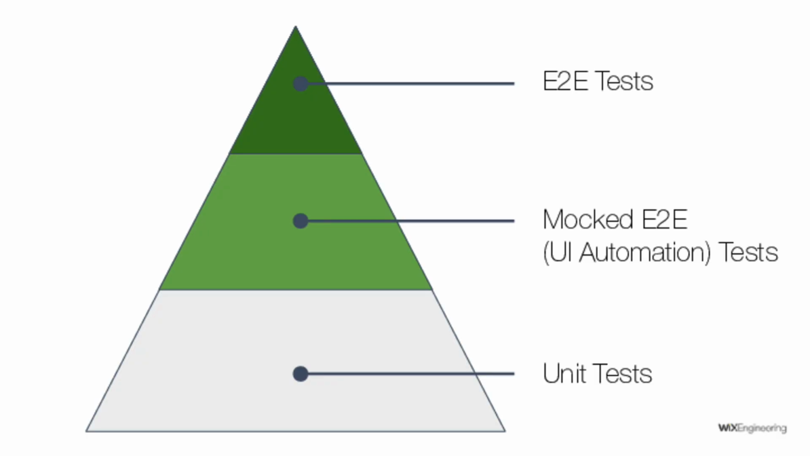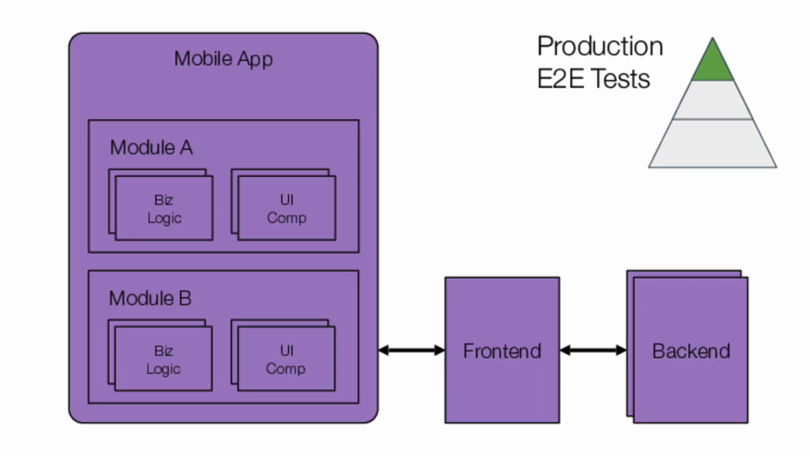So in general, there are two types of tests that we use Detox for: production E2E and mock E2E, or UI automation. The main characteristics of production E2E is that it involves every part of the system.